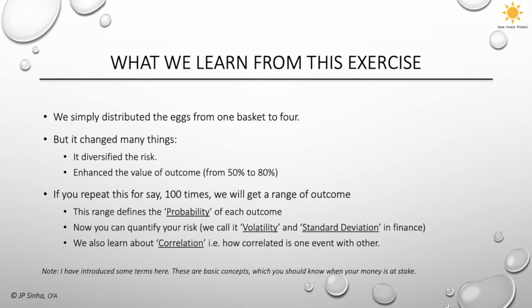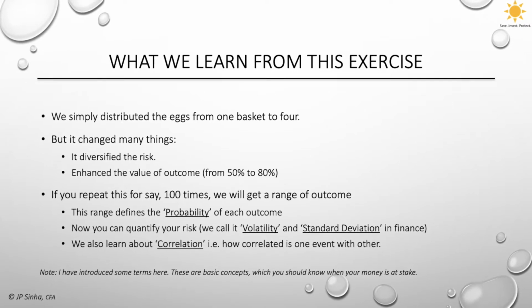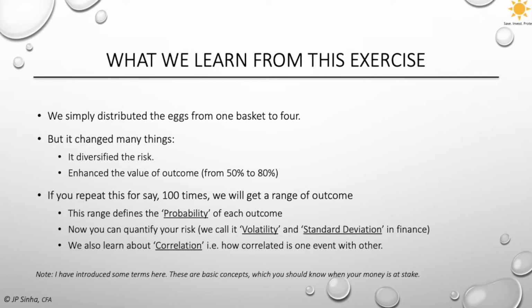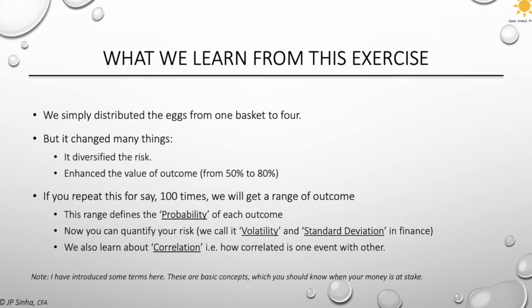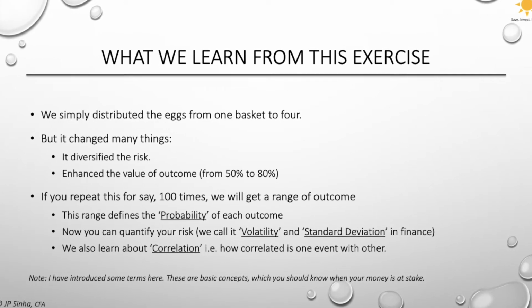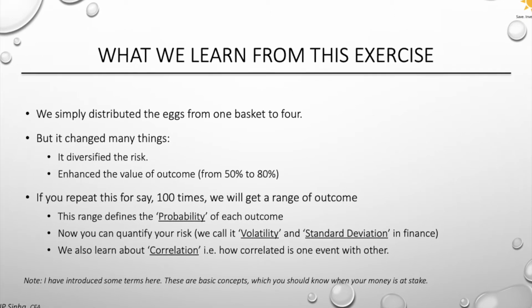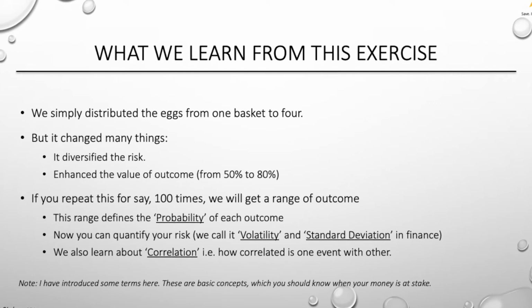So what do we learn? Diversification has helped us in increasing our probable outcome. Each possible path has its own probability, volatility, and the correlation between the different paths. Now, selecting these 4 paths has helped us in increasing our probable outcome. This is what exactly happens in finance and with your assets.